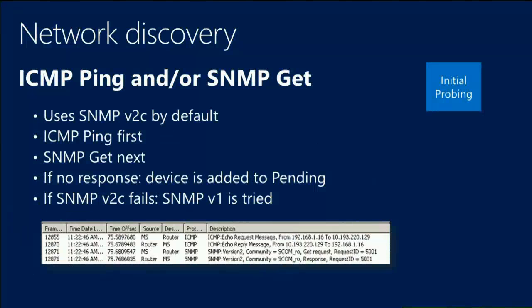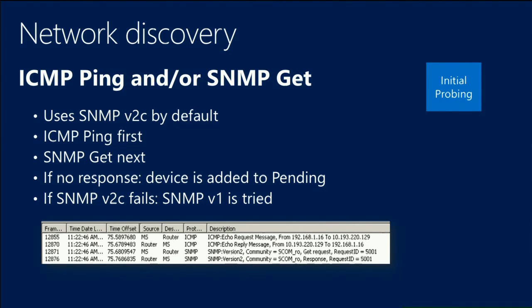Now, if we're doing the network discovery, in the initial phase where we do the ICMP ping, we will use SNMP v2 by default. So if you want to use SNMP v3 or v1, you need to explicitly say so. If v2 fails, we'll actually try SNMP v1, but we'll not try v3, so be aware.